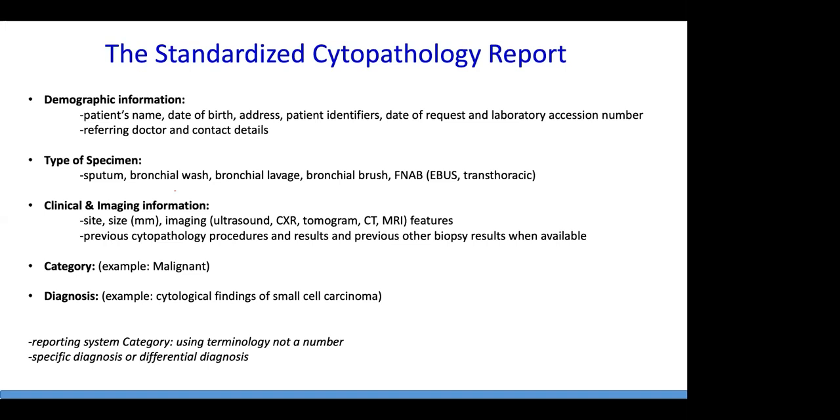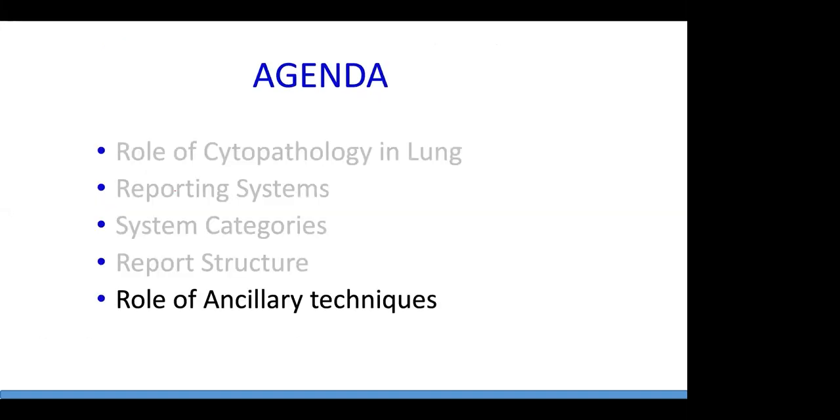The reporting system category is always a name, never a number. The categories 1, 2, 3, 4 do not exist. And the diagnosis should be a specific diagnosis or at least a differential diagnosis. So it's this, but I cannot rule out that without ancillary techniques or new sampling, for example.